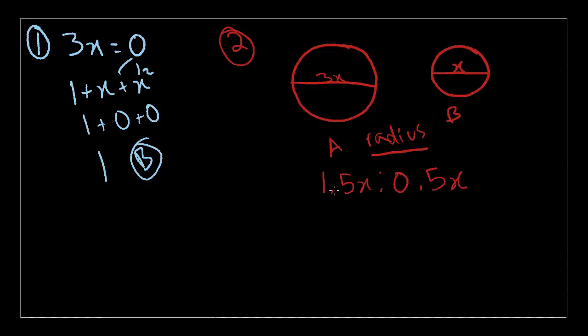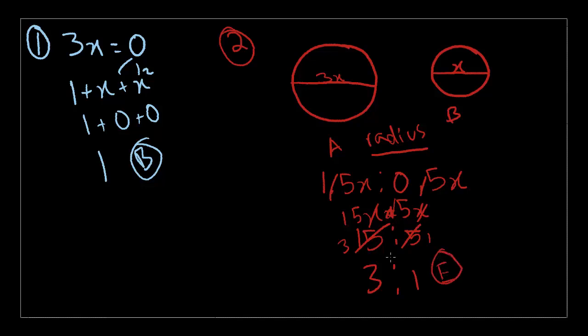If you multiply both sides by 10, you cancel out the decimal and you just get 15x is proportionate to 5x. Then you cancel out the variable and you get 15 is proportionate to 5, and you simplify these with common factor 5, so 3 and 1. So the ratio of the radius of circle A to the radius of circle B is 3 to 1, which is choice E. So we got that down. Let's move on to the next problem.